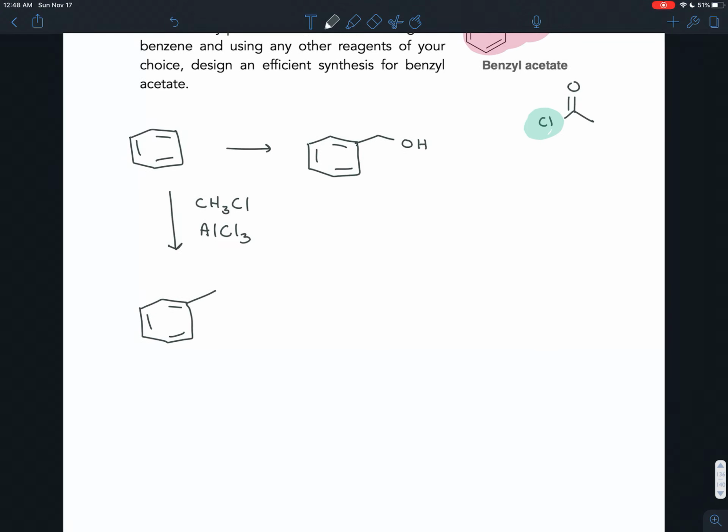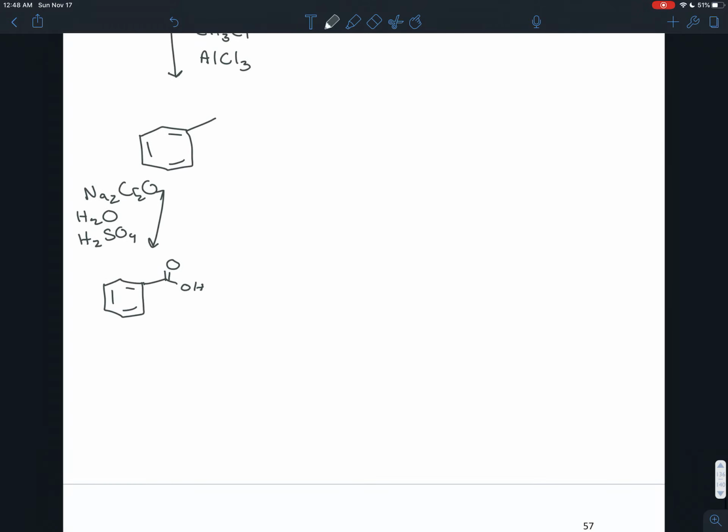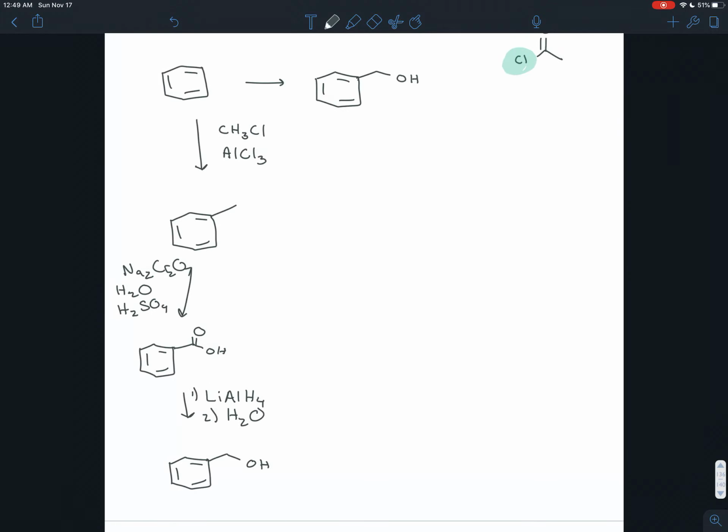And once you have that, you can sort of think of this in a couple ways. You could think of it as an oxidation, in which case you can use a strong oxidizing agent like sodium dichromate and water and sulfuric acid, and that would bring it to a carboxylic acid, so benzoic acid. And then you could reduce it, treat it with a strong reducing agent like lithium aluminum hydride, followed by water to do the proton transfers to stabilize the charges, and that would give you your alcohol. So that's one way.